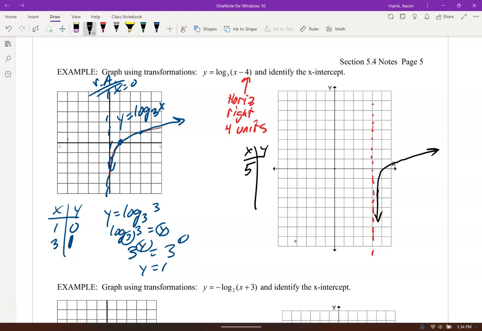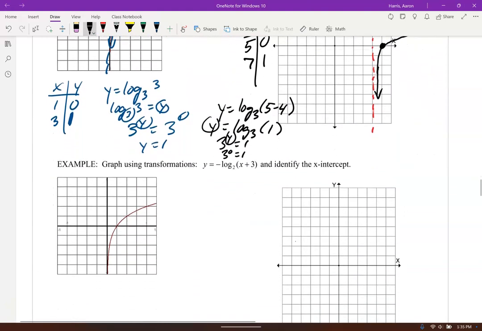If you wanted to plug a few points in, like 5, we'd have y equals log base 3 of 5 minus 4, which is log base 3 of 1. So we know 3 to the y equals 1. In other words, 3 to the 0. So y is 0. So we got 5, 0 right there. Another nice point would be 7. 7 would spit out that 1. Again, it's moving this one to the right 4.